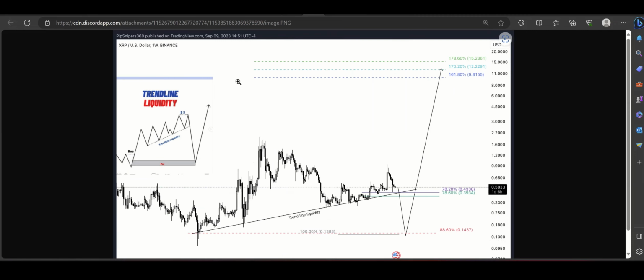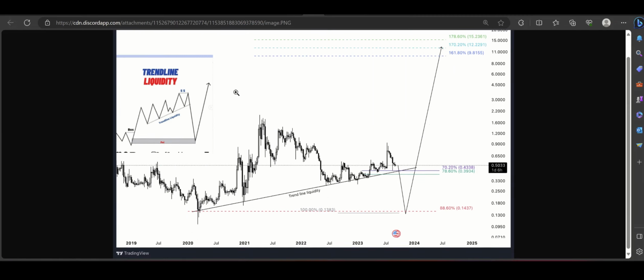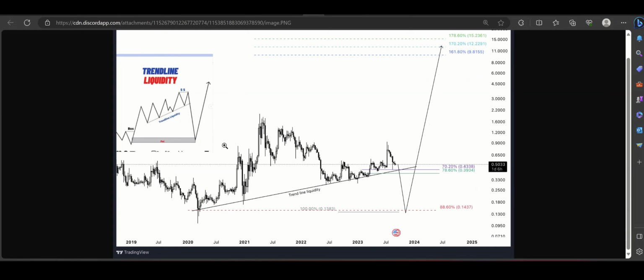Okay, now this is a trend line liquidity chart over here. So now for over 3 years, XRP has been holding this trend line. How devastating do you think it would be if we broke this trend line? People would be disgusted with crypto.